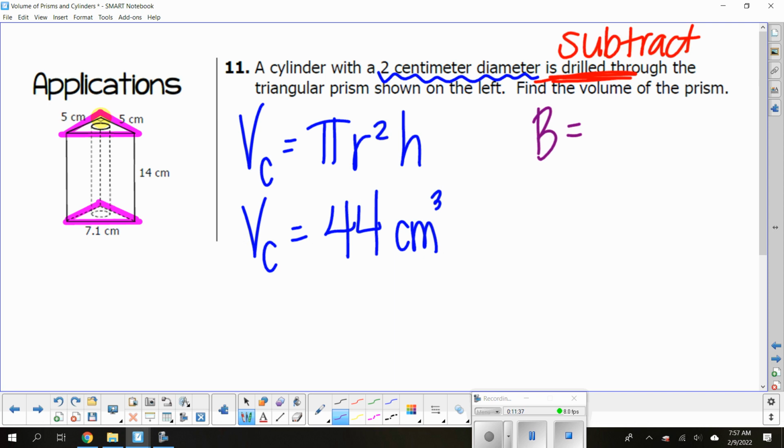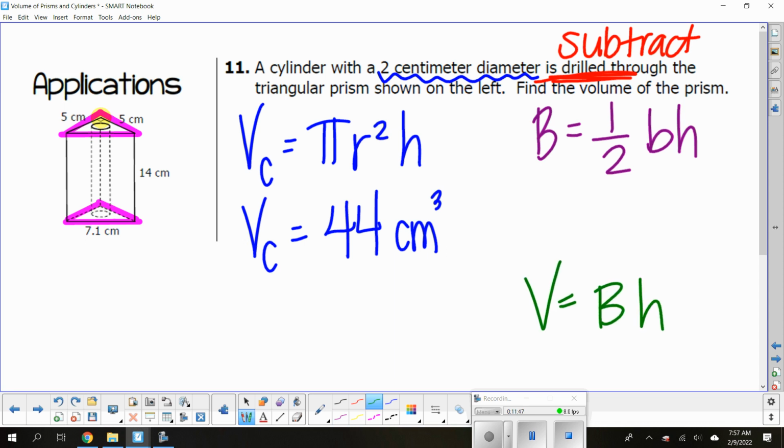So remember, first you find big B, 1/2 base times height. That's the area of your triangle. Then you're going to take that and use the volume, which is big B times H. So go ahead and pause the video and do that on your own and find the volume of the triangular prism. The volume, guys, not the area.